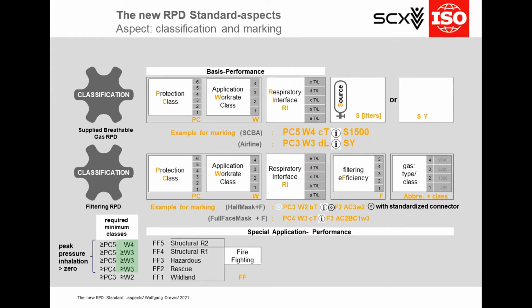The example is taken here. Let's say it's the same as above, the SCBA, but here used for the structural firefighting. And so you will get at the end the FF5. And you can see out of this classification scheme the capability of the RPD. And if it would be a CBRN, additionally, the CBRN class will follow.